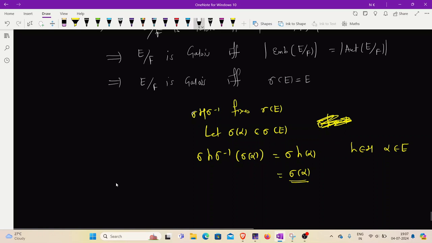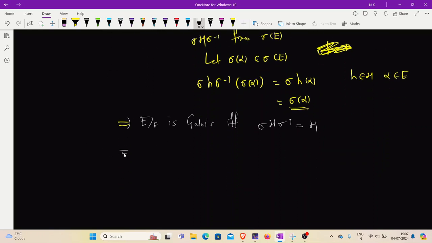So I can extend that particular statement further. This implies E over F is Galois if and only if sigma of E equals E. That means the subgroups of G which fix them should be equal. So sigma of E is fixed by sigma H sigma inverse and E is fixed by H. So sigma H sigma inverse should be equal to H. And that means E over F is Galois if and only if H is normal in G, because sigma H sigma inverse equals H means H is normal in G. And if H is normal in G, the next part is quite simple to understand. E over F is Galois.